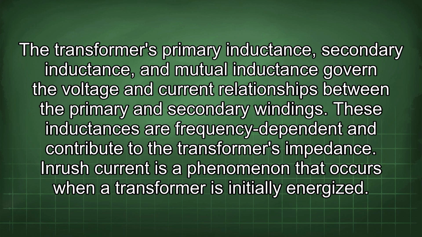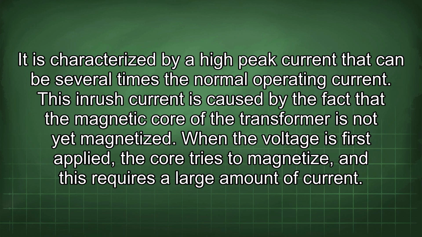Inrush current is a phenomenon that occurs when a transformer is initially energized. It is characterized by a high peak current that can be several times the normal operating current. This inrush current is caused by the fact that the magnetic core of the transformer is not yet magnetized. When the voltage is first applied, the core tries to magnetize, and this requires a large amount of current.